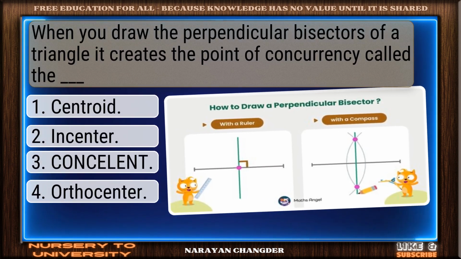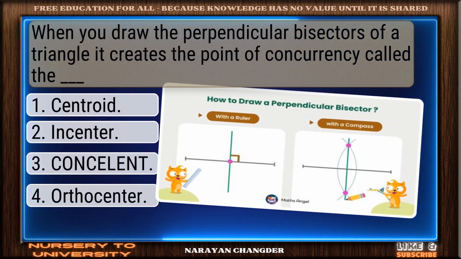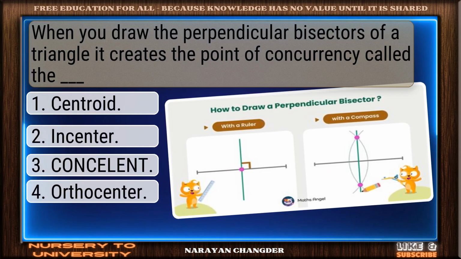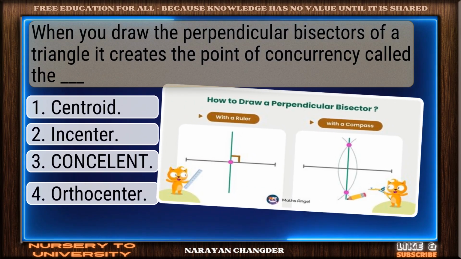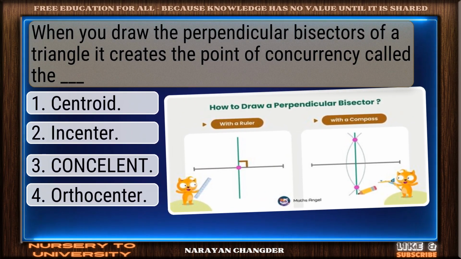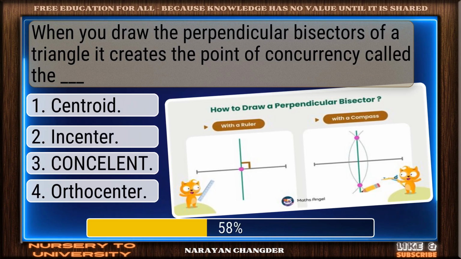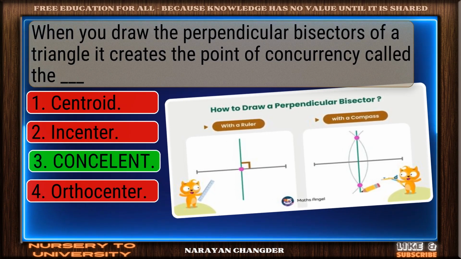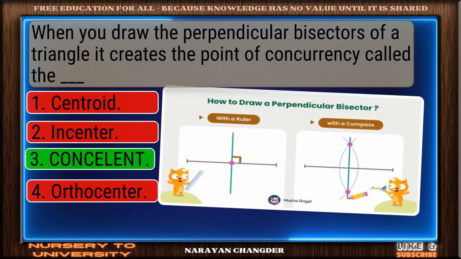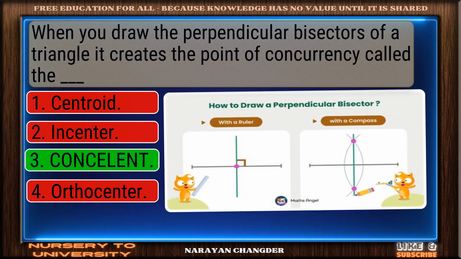Question number 18. When you draw the perpendicular bisectors of a triangle, it creates the point of concurrency called the dash. Nice work. You chose circumcenter and it is correct.